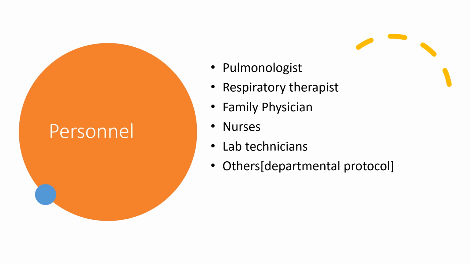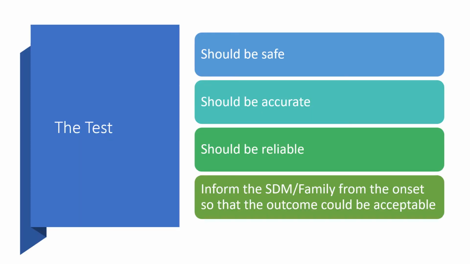The personnel that might be useful here are pulmonologists, respiratory therapists, family physicians, nurses, lab technicians, and other personnel as your department or the protocol in your jurisdiction will determine. Nothing is rigid here anyway. This test should be safe, accurate, and reliable, and we have to inform the substitute decision maker or family members from the onset so that the outcome could be acceptable to them.